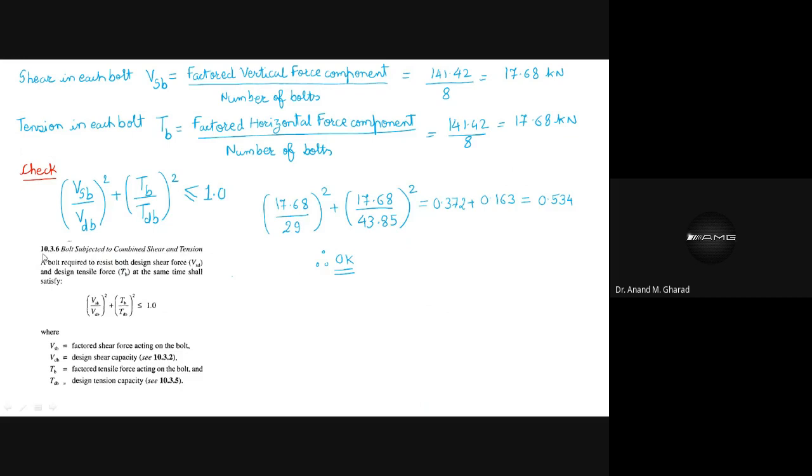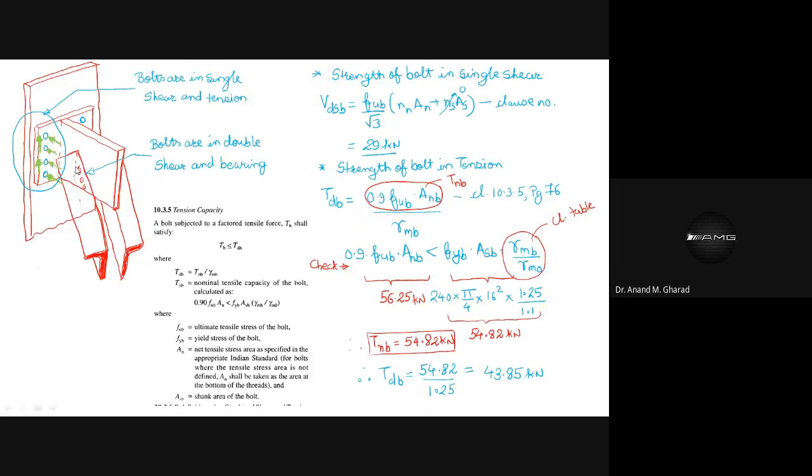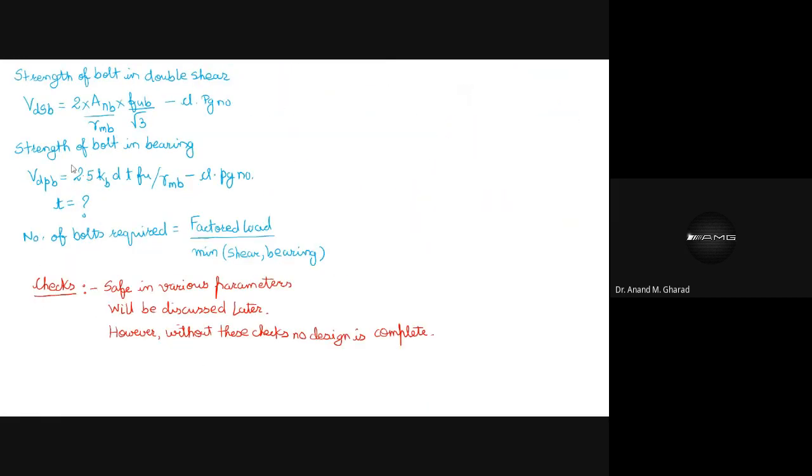You can find this on page number 76, clause 10.3.6 in your IS 800 2007. So this is how we are supposed to check the capacity of bolts when they are subjected to two effects. The combined effect has to be verified. IS code has provided this formula. You just have to calculate the essential parameters, substitute them and check. Next step is to identify the number of bolts for this section. Got it? So let's go for that.